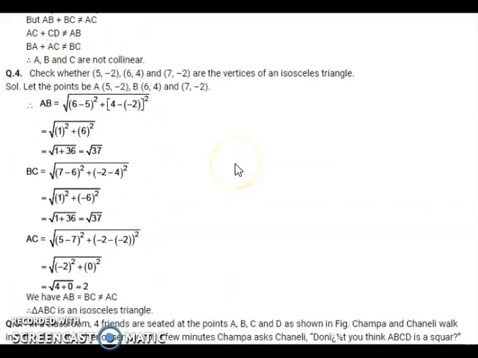This question we have discussed earlier. Check whether the points are the vertices of an isosceles triangle. What is the property of an isosceles triangle? Two sides of the triangle should be equal. So first point, let us say A, is 5 comma minus 2, B is 6 comma 4 and C is 7 comma minus 2. First we are going to calculate the distance AB, A to B.